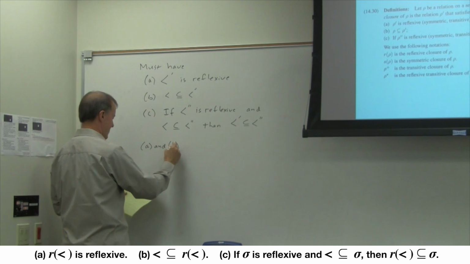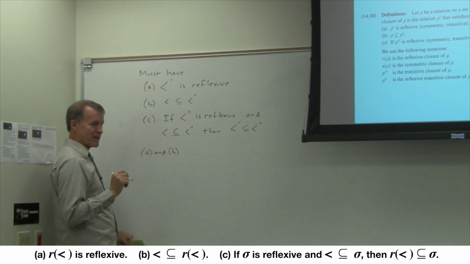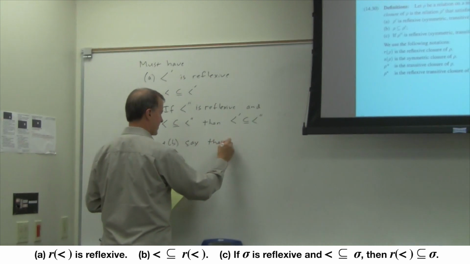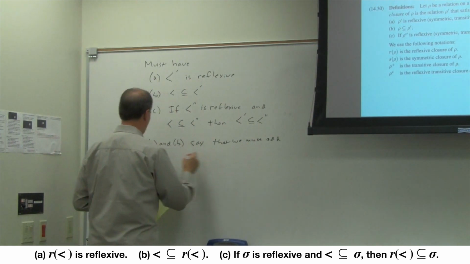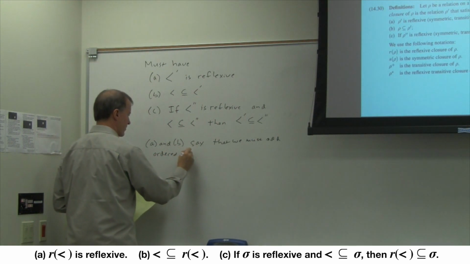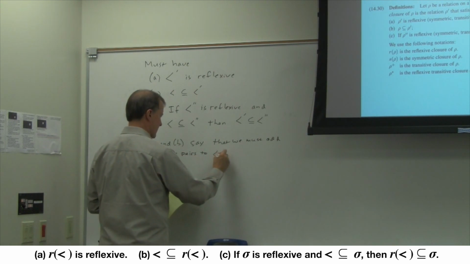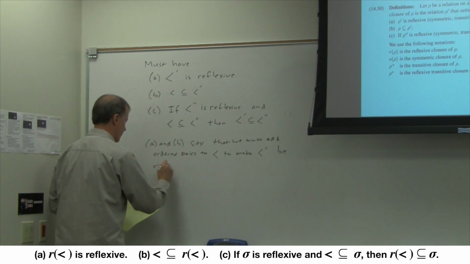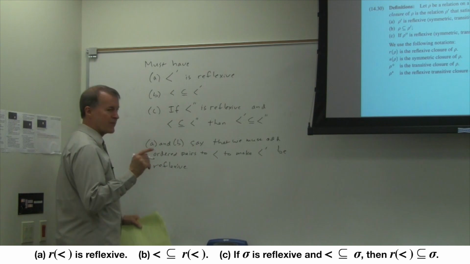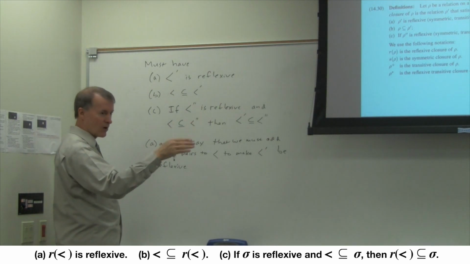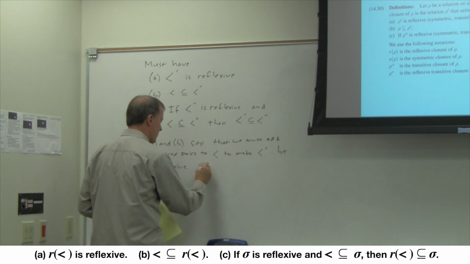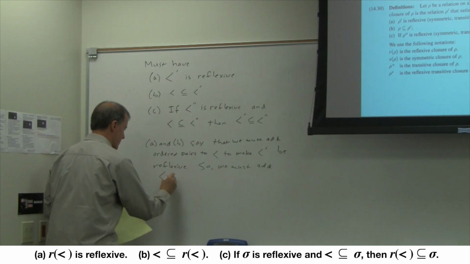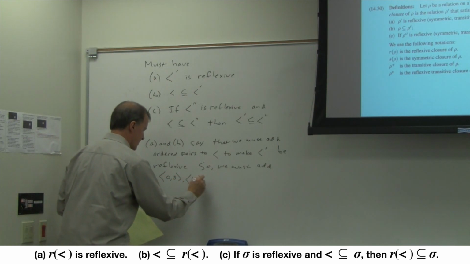A and B say that we must add ordered pairs to less than to make less than prime reflexive. Are you with me? So that tells us right away that we must add what? According to A and B, tell me the ordered pairs. 0, 0. So we must add 0, 0, 1, 1, 2, 2.